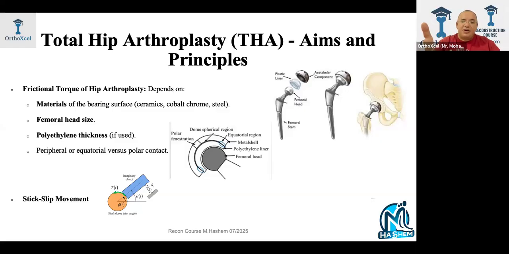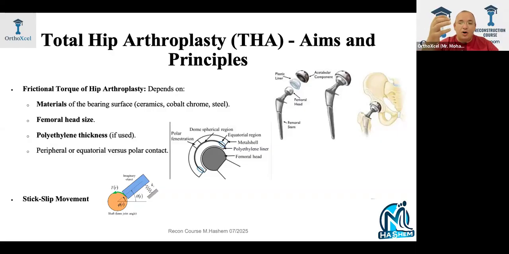Third thing is femoral polyethylene thickness, and this goes with the femoral head in consequence. So smaller head equals large thickness of polyethylene, larger head equals a small thickness of polyethylene. Then the last thing is to think about the position of your implant.